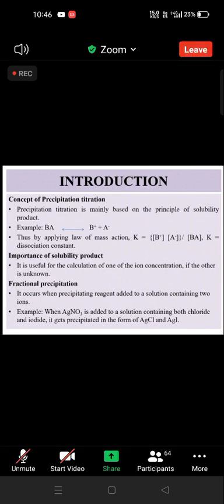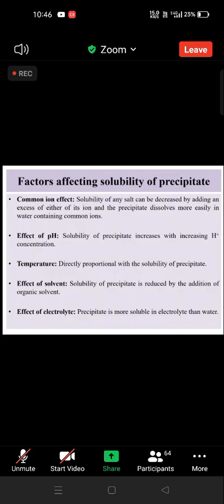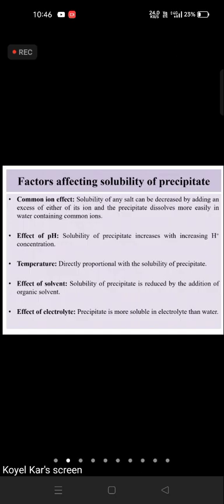Okay. Next, see factors affecting the solubility of precipitate. This is very important because questions may come from this PPT. Okay, this is very, very important. So what are the factors that will affect the solubility of any precipitate?